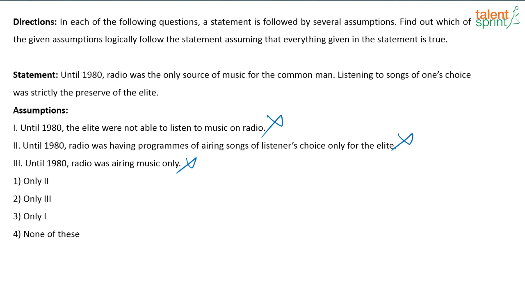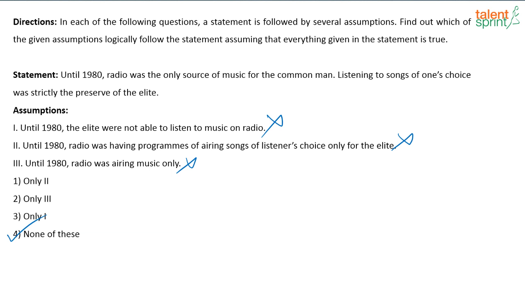I hope it is clear. So here all three assumptions don't follow. The answer will be none of these. Shakti and Murali were the ones who solved this question correctly. Very good. I hope it is clear for the others.